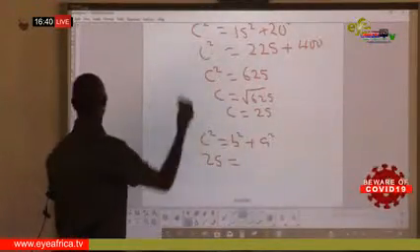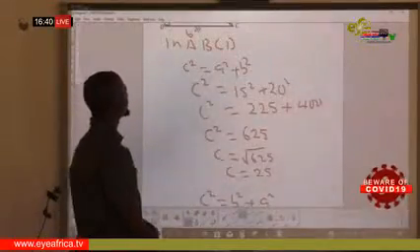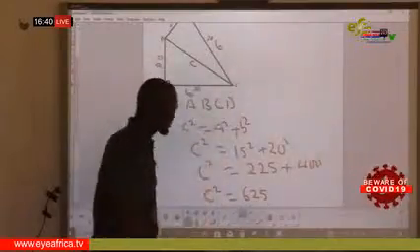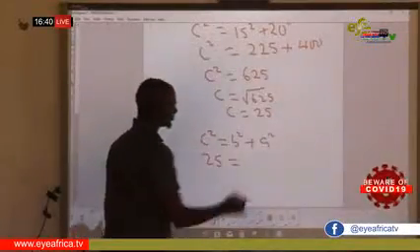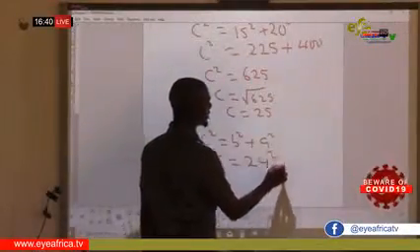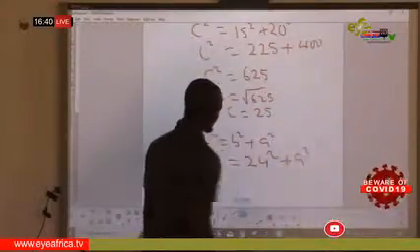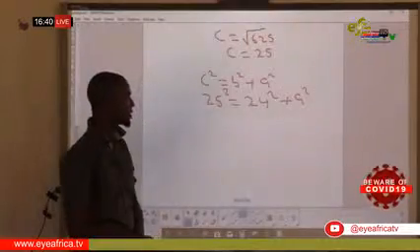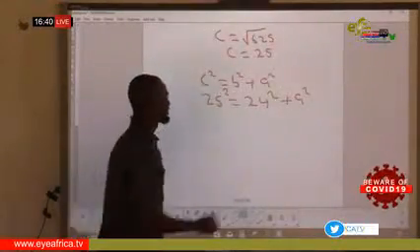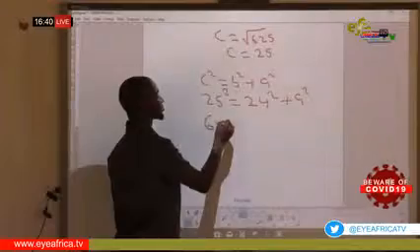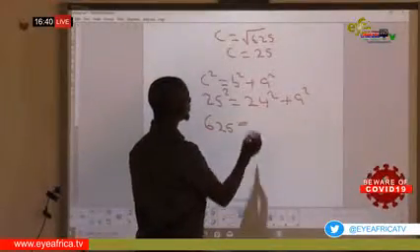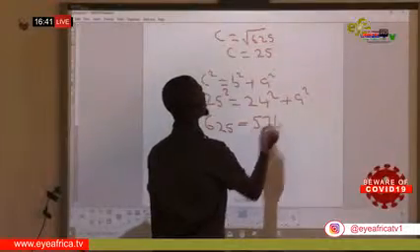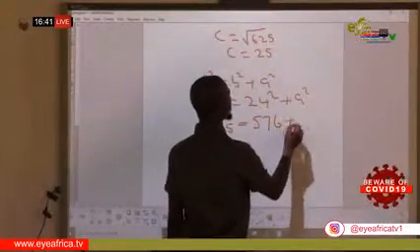So we will have 25 is equals to B square plus A square. What is B? We look at the diagram. Our B is 24. So B square is going to give you 24 square plus A square. So this should be 25 square because it's C square. So 25 square is 625 is equals to 24 square, which is 576. Then plus A square.